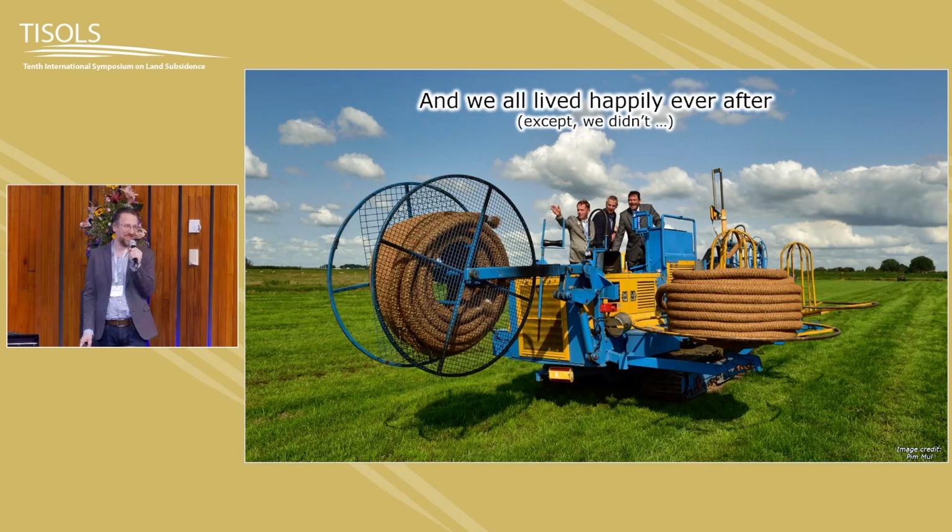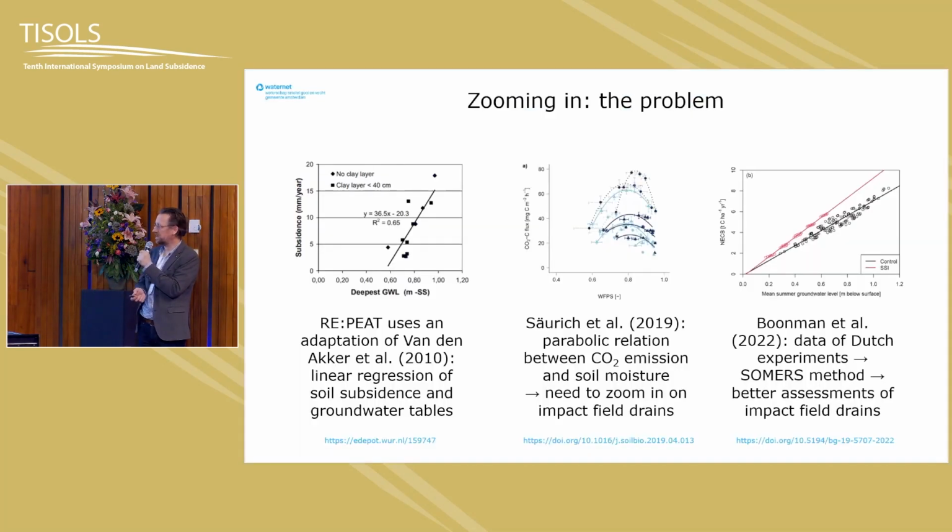Except that we didn't. Because to implement this, you need to know everything for everybody very accurately, and there was something wrong. There was something wrong with the science about soil subsidence and CO2 emissions. And take a quick look around. I'm very glad Jan van Akker is not in the room, because, well, we used an adaptation of a linear regression between soil subsidence and groundwater tables that Jan and his colleagues designed over a decade ago.